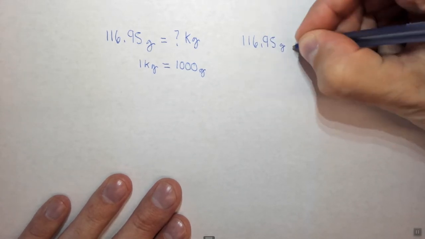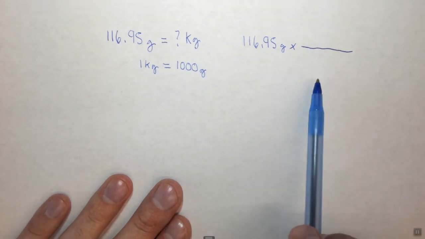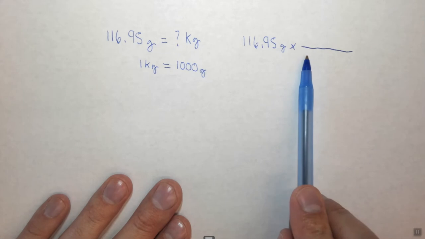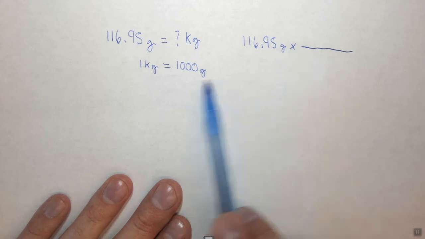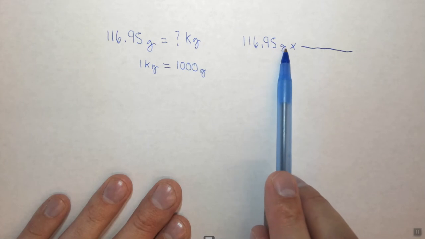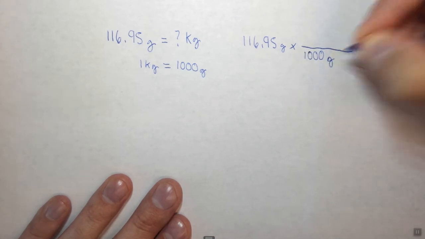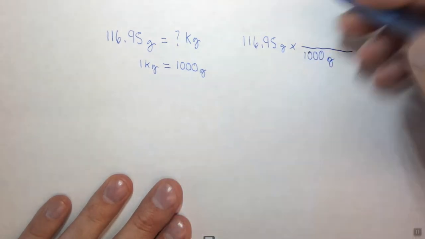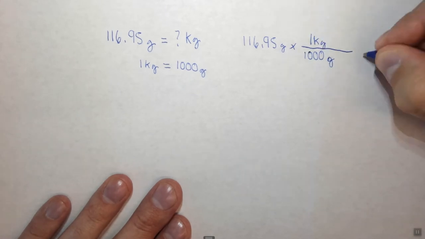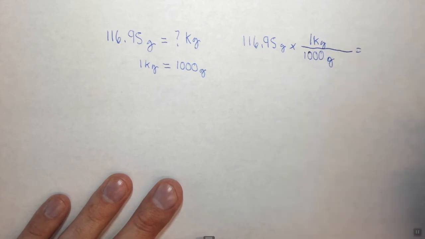So if we start here with 116.95 grams times, we can write this equality as what is called a conversion factor. A conversion factor is simply one thing on the top and one thing on the bottom. So one of these will go on the top and one will go on the bottom. Well, what you can always do is think about the one that you want on the bottom. I have grams here, and I want grams to cancel out. So I put the 1,000 grams on the bottom. On top is the other one, 1 kilogram. And when you do that math, we simply multiply by the top, divide by the bottom. If there are multiple conversions, you would just repeat multiply by the top, divide by the bottom until you're done.